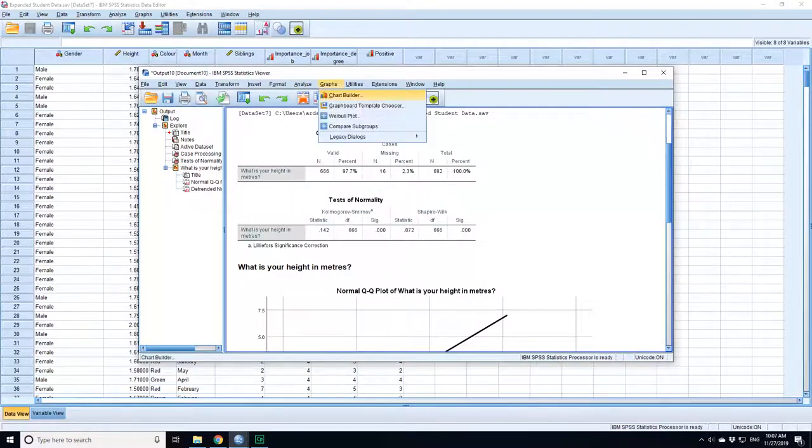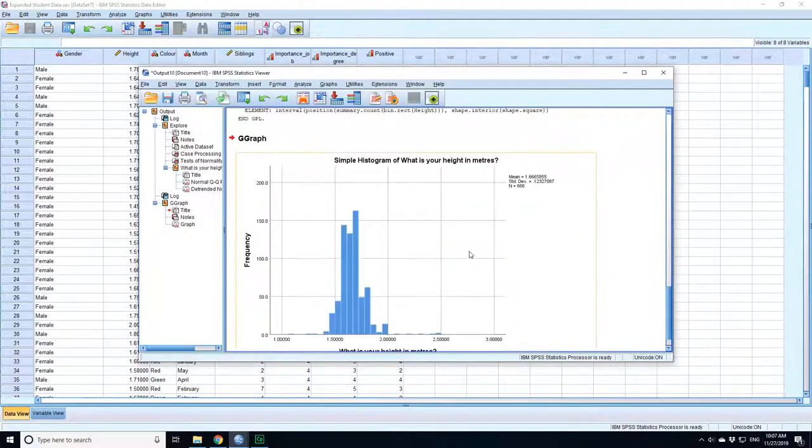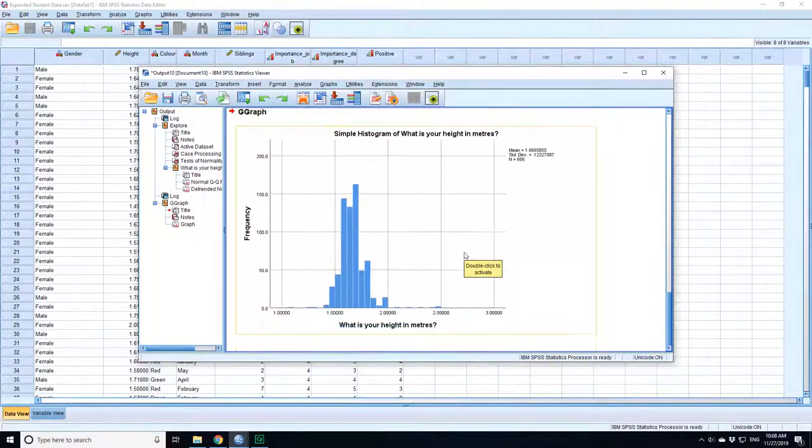Now when looking at the histogram for this set of data, let's just draw it as a graph. So if I do a regular histogram, height in meters, press OK. The histogram is showing normal distribution apart from these horrible tail messes which look like they're unreliable data points.